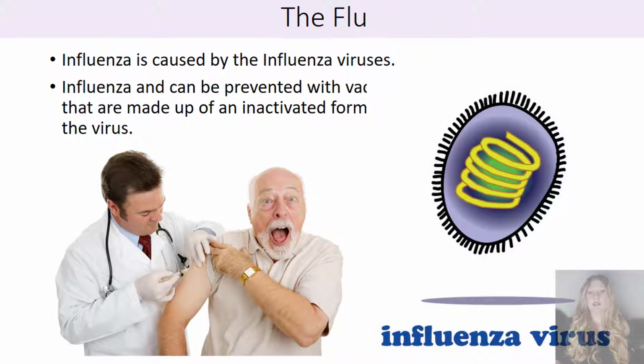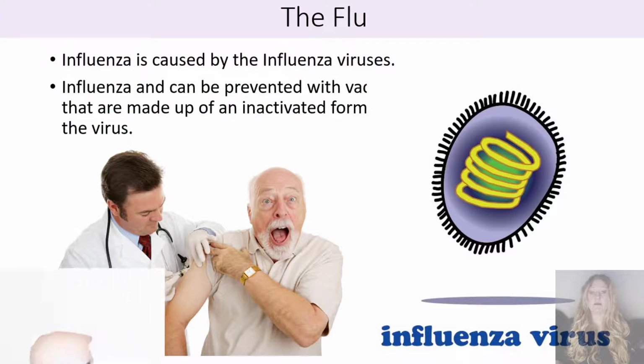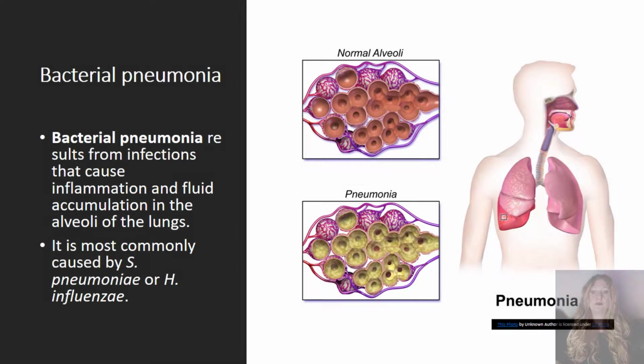Influenza is caused by the influenza virus. Influenza can be prevented with vaccines that are made up of an inactivated form of the virus. Bacterial pneumonia results from infections that cause inflammation and fluid accumulation in the alveoli of the lungs. It is most commonly caused by S. pneumoniae or H. influenzae.